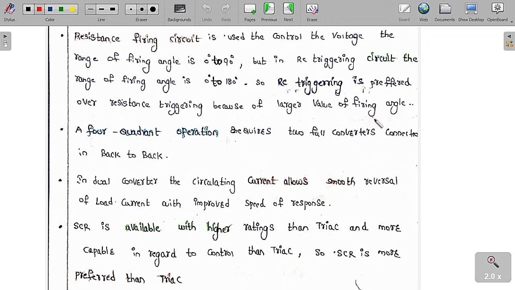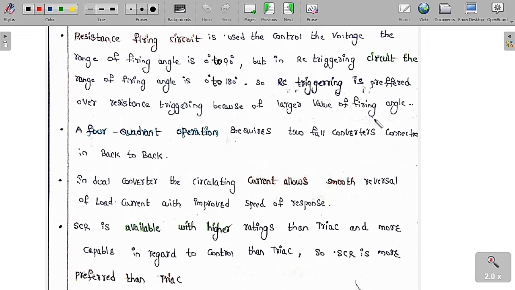Resistance firing circuit is used to control the voltage. The range of firing angle is only 0 degree to 90 degree, but in the RC triggering circuit, the range of firing angle is from 0 degree to 180 degree. So RC triggering is preferred over the resistance triggering because of the larger value of firing angle.